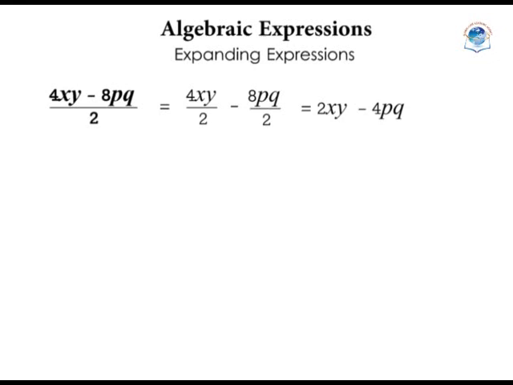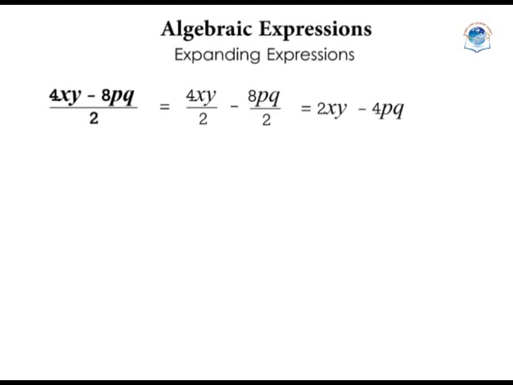Again, if a polynomial is divided by a factor, all the terms are divided by that factor. 4xy minus 8pq, everything over 2, means 4xy over 2 minus 8pq over 2. And that will give us 2xy minus 4pq.